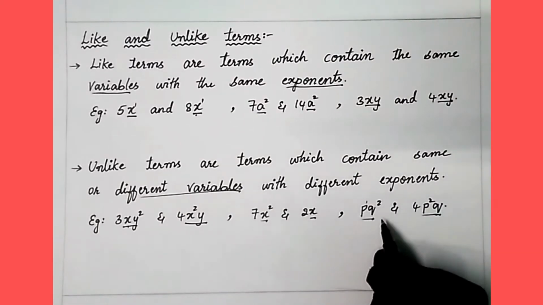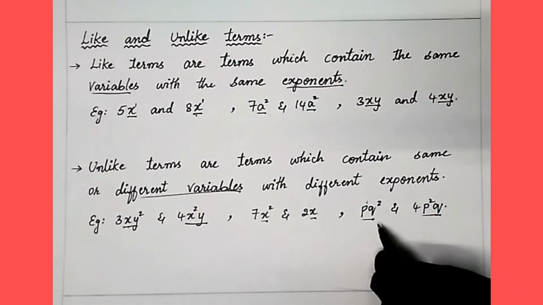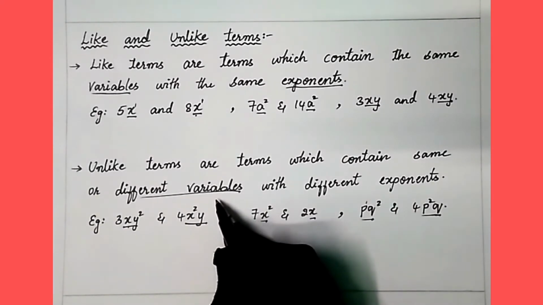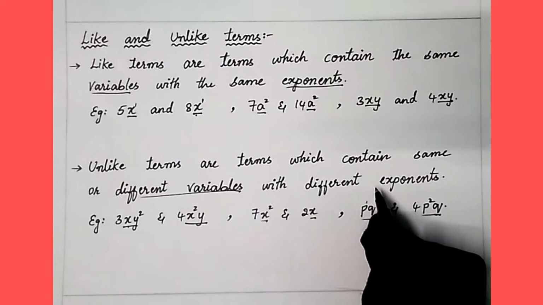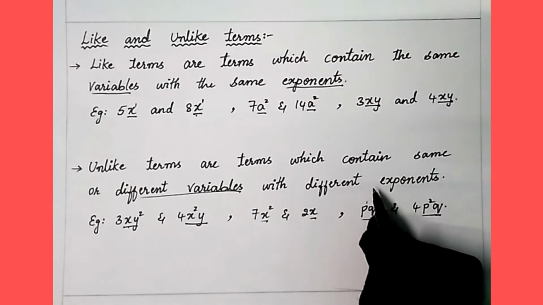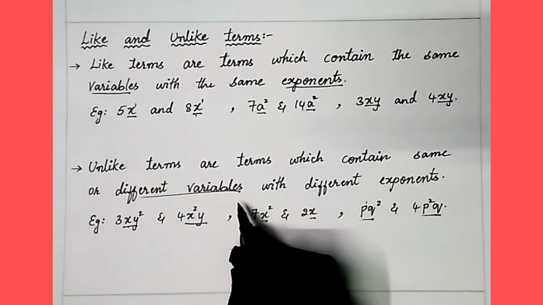So by this we can conclude that unlike terms are those which contain the same or different variables. Variables can be same or different, with different exponents. Exponents will also be different. So these terms are called unlike terms.